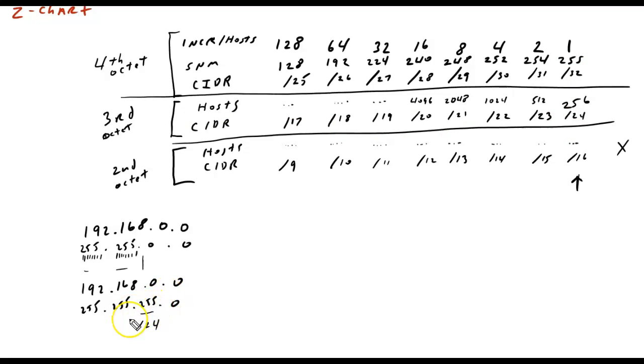And that's exactly what I have here. Now, what can I do with this chart? How does this help me? It helps me if I need to know how to create all of the networks.